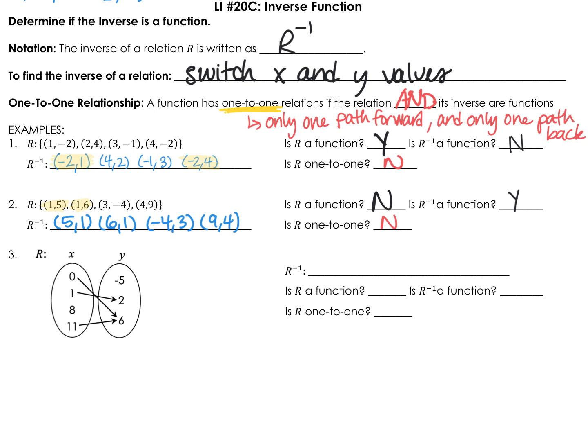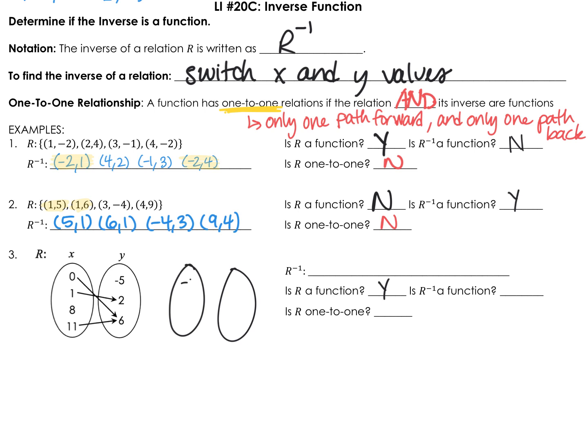Yes. Okay. Does each x go to only one y? 0 goes to 6 and 11 goes to 6. Are they both going to exactly one y? Yes. It's a problem when you reverse it the other way. Okay, so this is yes. For r as a function, yes it is. Watch what happens when you flip it, if you reverse this.